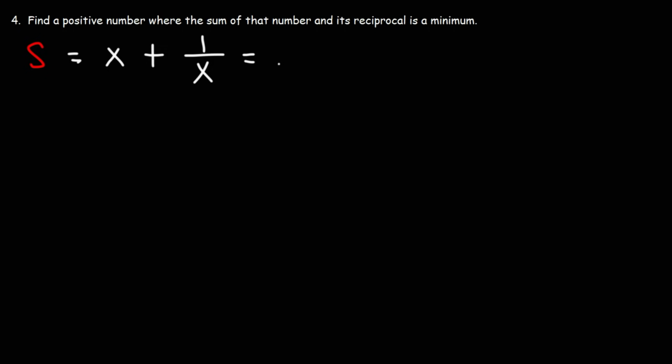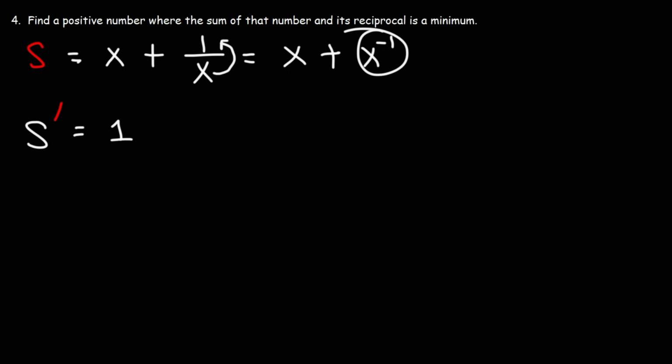But before we do that, let's rewrite it as x plus x to the negative 1. Let's move this to the top. So now let's find the first derivative of s. The derivative of x is 1. The derivative of x to the minus 1 is going to be, we need to move the negative 1 to the front. And then we got to subtract the exponent by 1, which makes this negative 2. And we'll set that equal to 0.